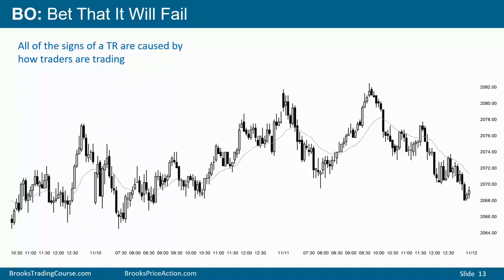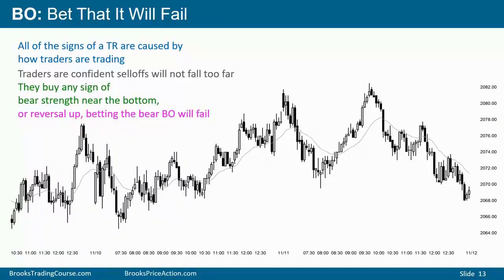I talked about the characteristics of a trading range leg versus a trend leg. All the signs that the market's in a trading range are due to how traders are trading. The traders believe the sell-offs will not get too far, and therefore they don't want to sell near the bottom. And the bulls believe the sell-offs and bear breakouts will fail, and they're looking to buy low, betting on a reversal up. And then the opposite is true when the market gets up near prior highs.